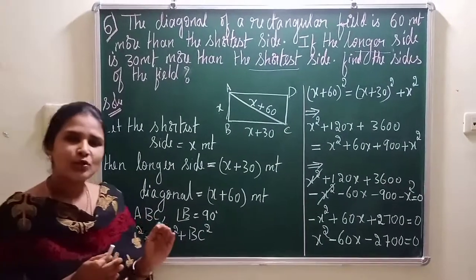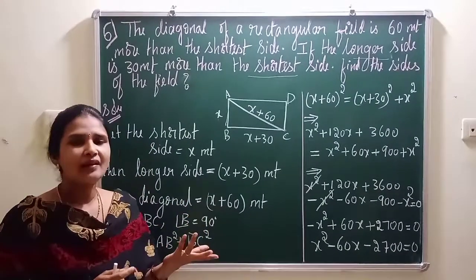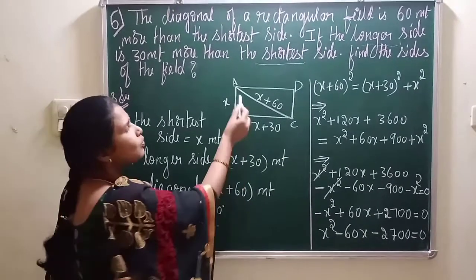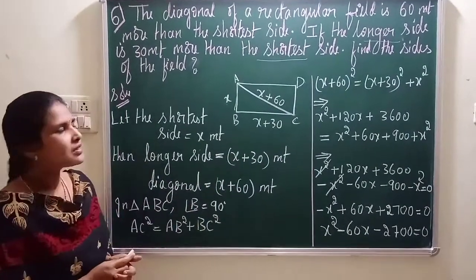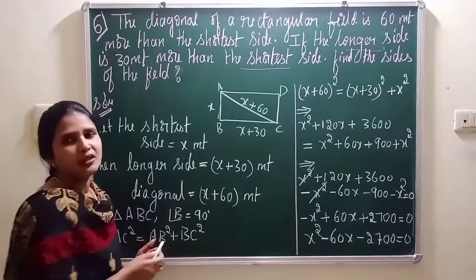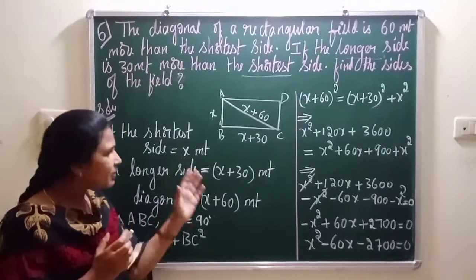What is the diagonal actually? In a rectangle we have two diagonals, and as you know from the properties of a rectangle, the two diagonals are equal. So any one diagonal you consider is x plus 60. Now, using these three, the shortest side, longer side and diagonal, I have to create an equation. So what is the link between these three?